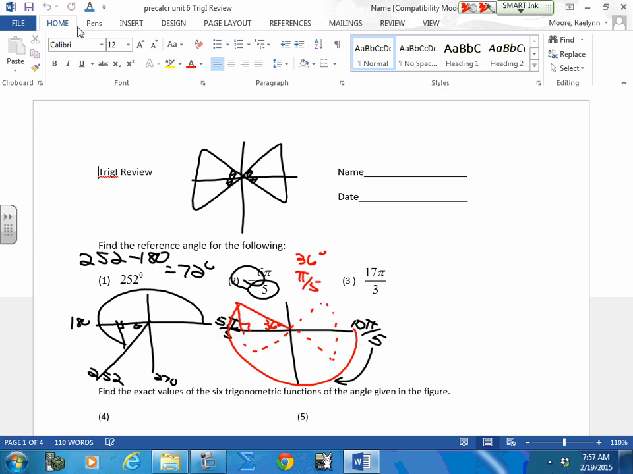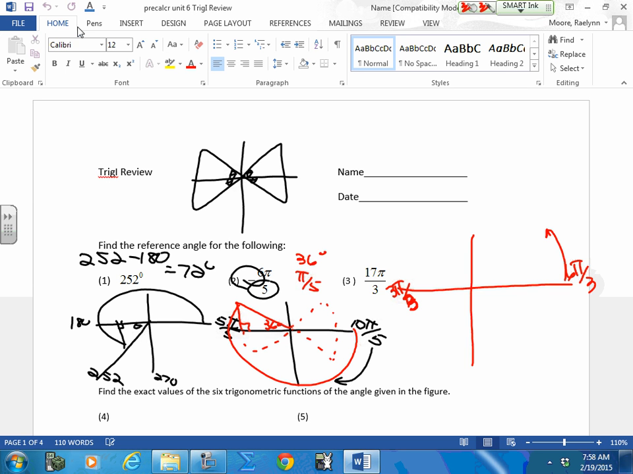Good? Here's an interesting one. I want you to think about this for a minute. This is 3 pi over 3. This is 6 pi over 3. I'm opening up counterclockwise. Where does this terminate, 17 pi over 3?